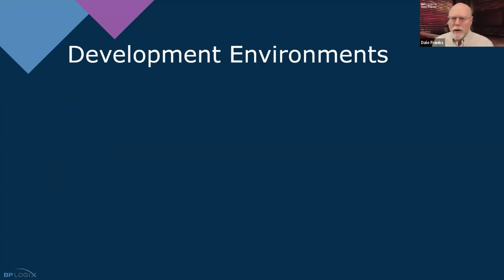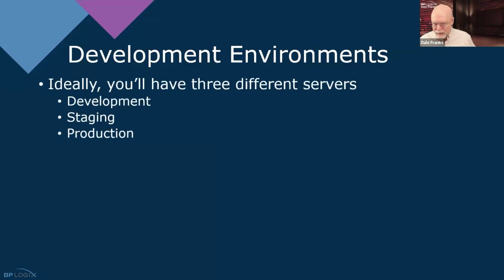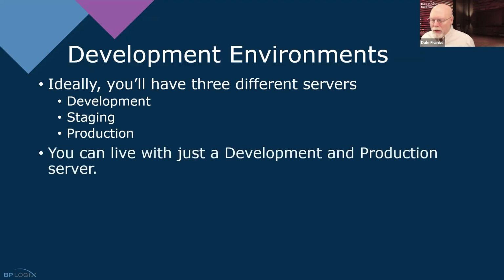Before we do that, we do need to talk about the development environment and the dev stage and production life cycle. Ideally, you would have 3 different servers. You would have a development, a staging, and a production server. You don't necessarily need all 3. You can live with just a development and a production server, or as some of you call it, a staging and production server. 2 is kind of required. 3 is suggested.